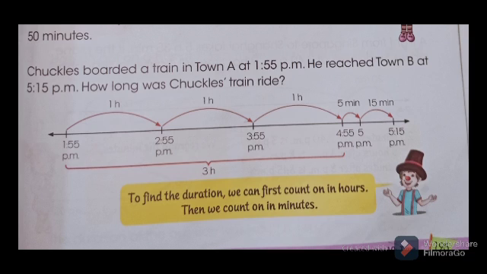And after 5 p.m., 15 minutes are more given in the example. So 3 hours, 5 minutes and 15 minutes. Now we will add the minutes. 15 plus 5, that will be 20 minutes. So we can say the duration of the ride is 3 hours and 20 minutes.